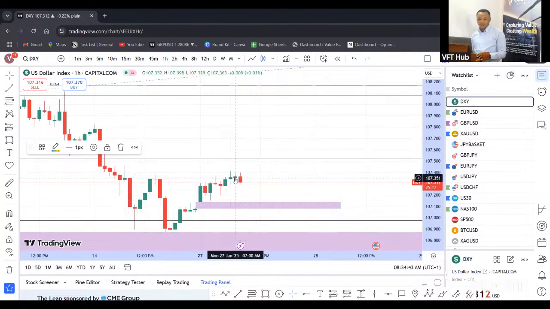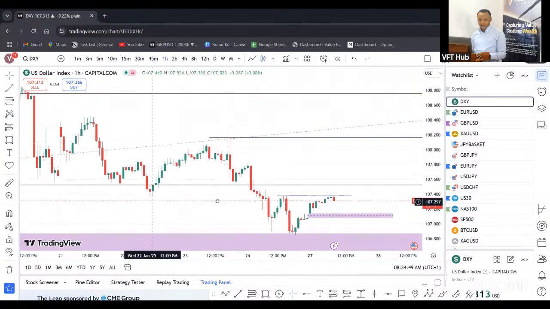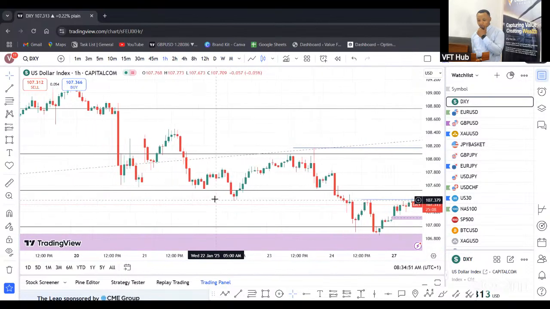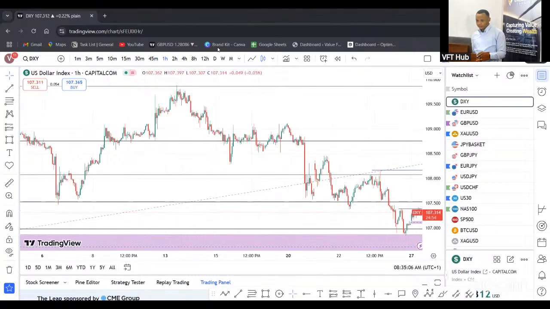However, if it doesn't do so, we'll still continue trading in line with what we're expecting to see in the market, because there are previous instances of volume imbalances not being filled before price continued in its original direction. So that could possibly happen on the dollar index.